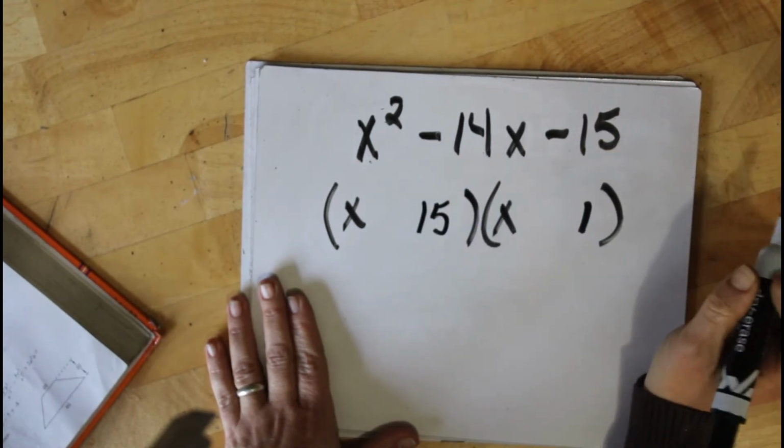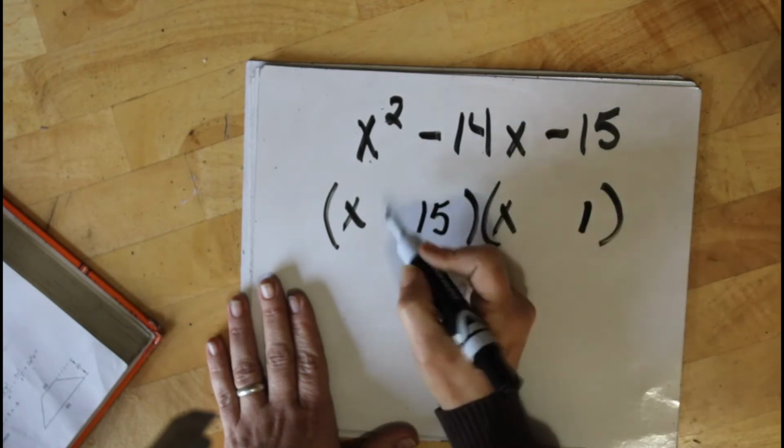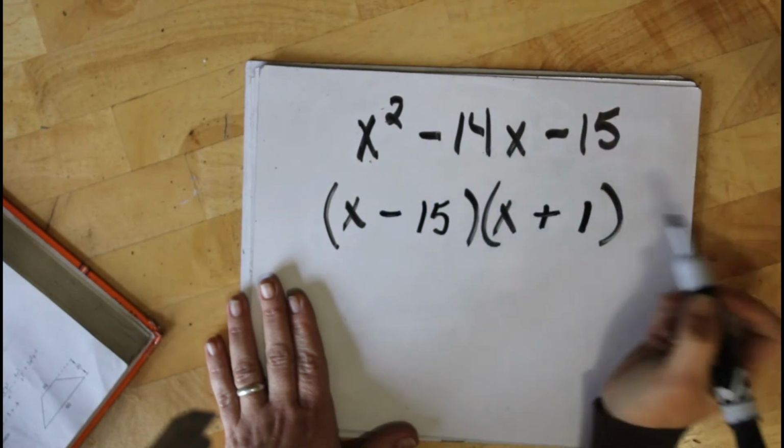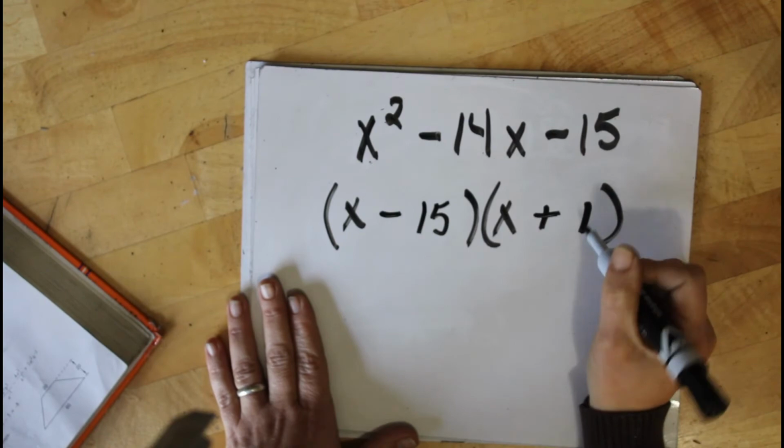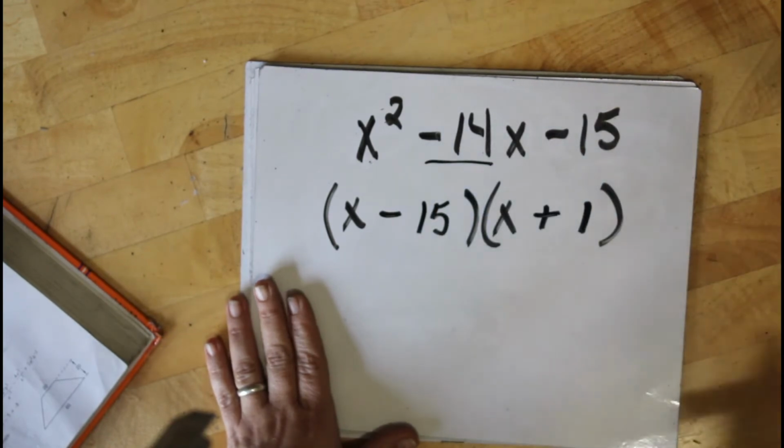Now we've got to figure out which one's negative and which one's positive. It's going to be the 15 that's negative because we want it to be negative 15. Positive 1 makes negative 14.